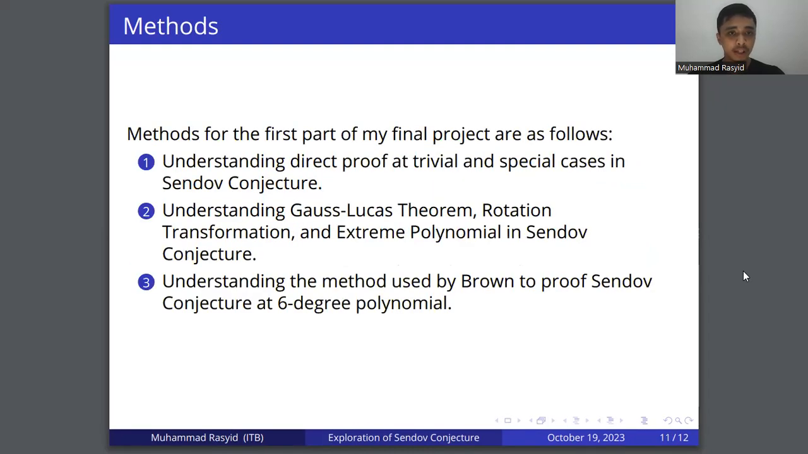The methods I use are understanding direct proofs at trivial and special cases in Sendov conjecture, understanding the Gauss-Lucas theorem, rotation transformation, and extreme polynomials in Sendov conjecture. And lastly, understanding the method used by Brown to prove Sendov conjecture for 6-degree polynomials.